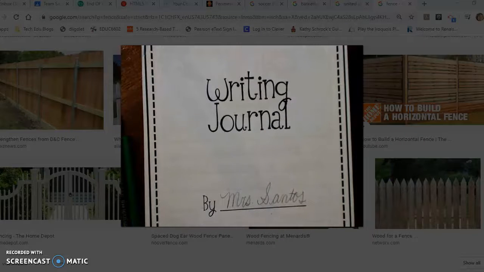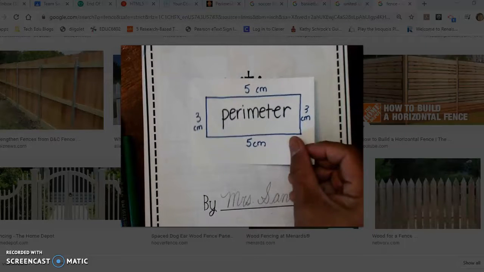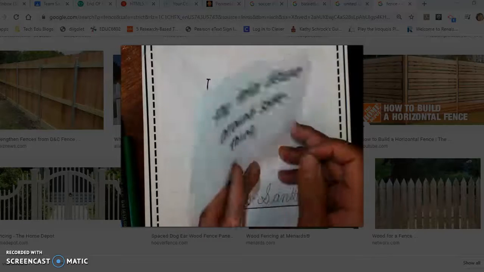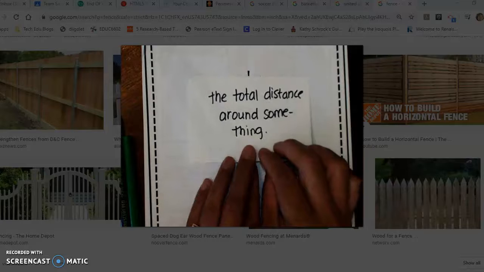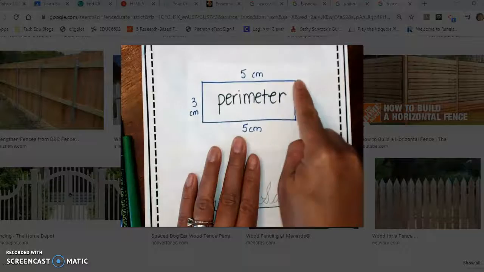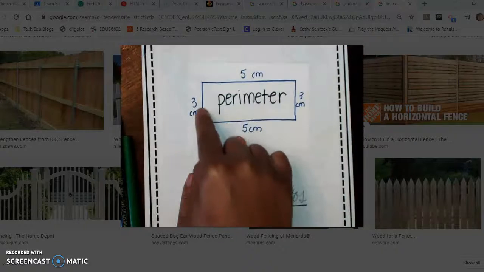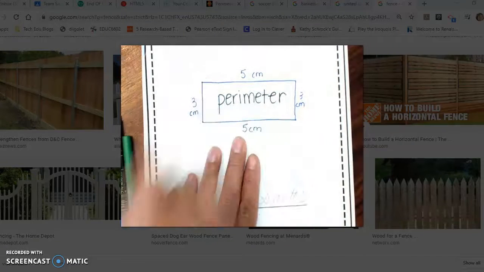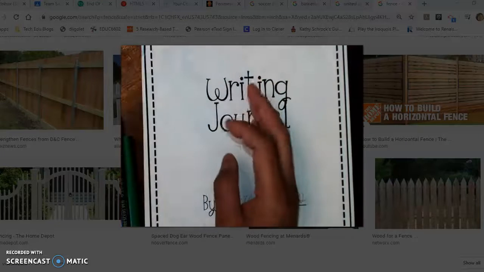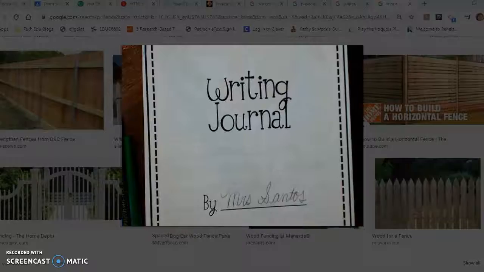So let's discuss what a perimeter is. And as you can see, I drew a picture of what perimeter is around the word. Perimeter is the total distance around something. You can think of it as like the outline of something. And these measurements, when you add it all up together, equals the perimeter. So let's take a look at some things that have a perimeter.